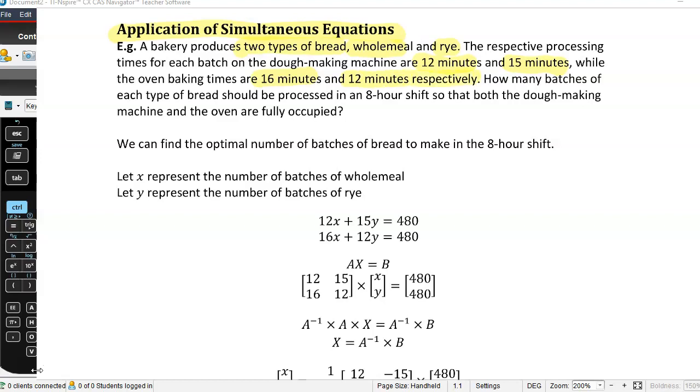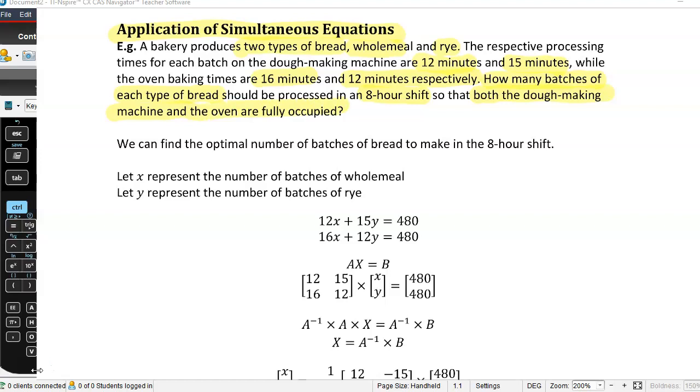Remember that when you have respectively, that means basically in order. So with wholemeal and rye, the dough making, that's wholemeal, 12 minutes, rye, 15. With the oven baking, it's wholemeal, 16, rye, 12. How many batches of each type of bread should be processed in an 8-hour shift so that both dough making machines and ovens are fully occupied?